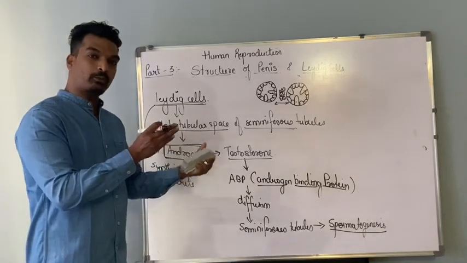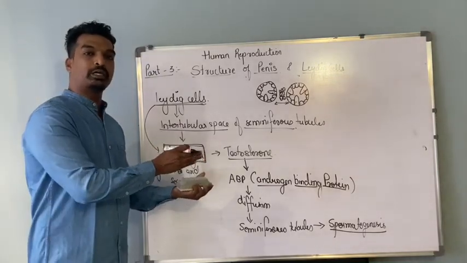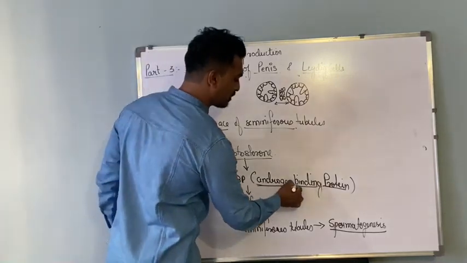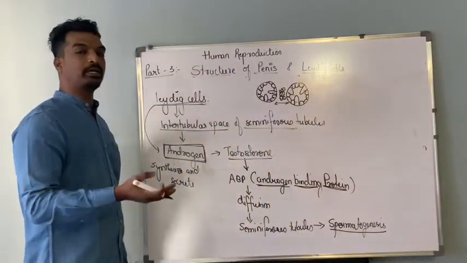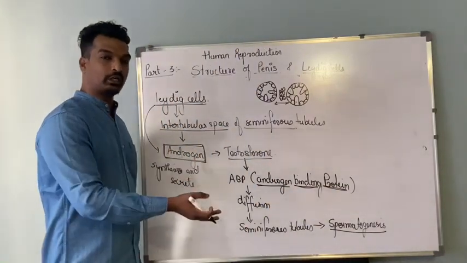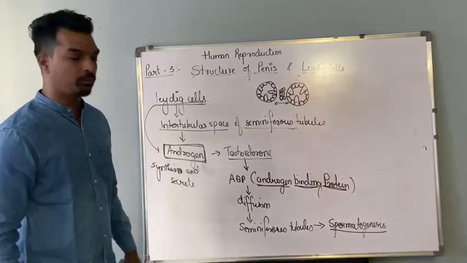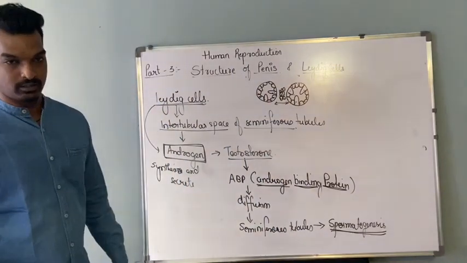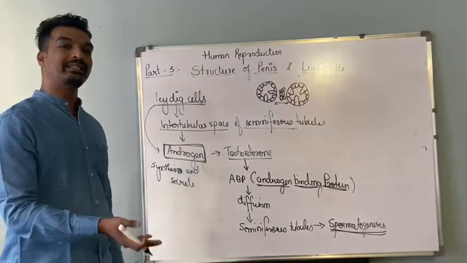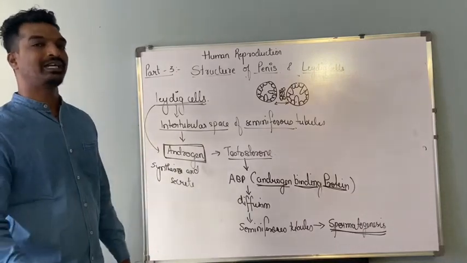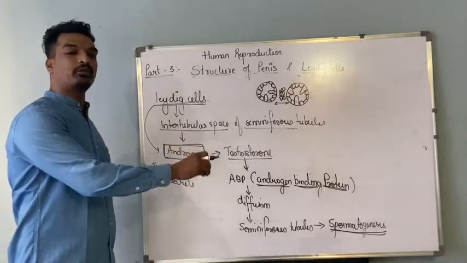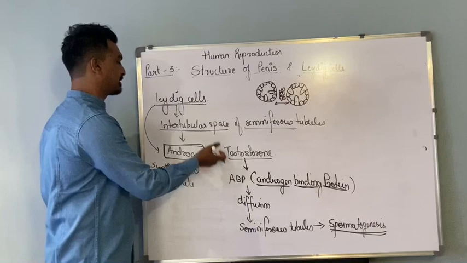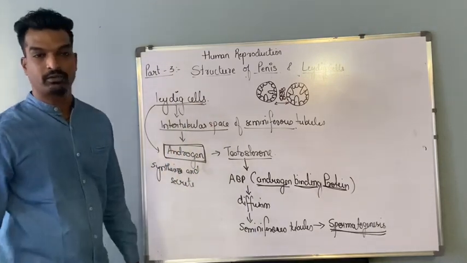Now from the intertubular space, the hormones need to be transported or diffused into the seminiferous tubules, and this is carried by special proteins called androgen binding proteins. These androgen binding proteins help in the diffusion of these testicular hormones into the seminiferous tubules, where they help in spermatogenesis. So we know that spermatogenesis is carried out in the seminiferous tubules. So testosterone, or androgen, needs to be transported into the seminiferous tubules. So the androgen binding proteins transport these testicular hormones into the seminiferous tubules.